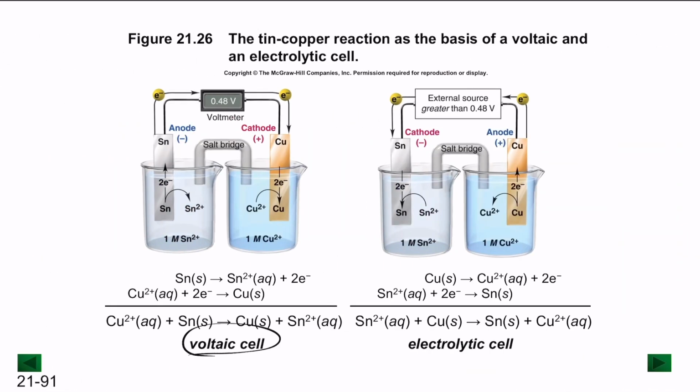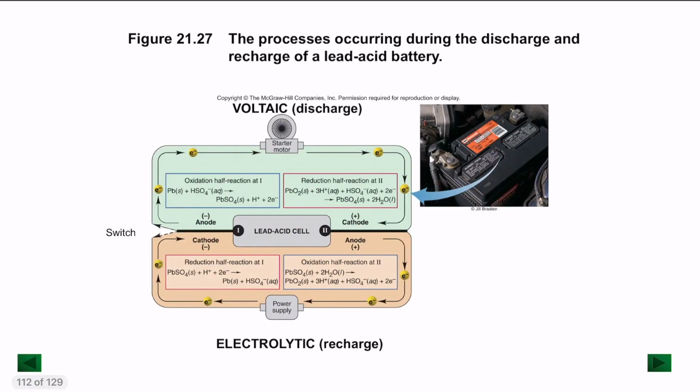In a voltaic cell, you have lead and copper. The lead, which is negatively charged, becomes the anode, and the cathode is positively charged. In an electrolytic cell, the cathode is negatively charged and the anode is positively charged. That's the main difference here.